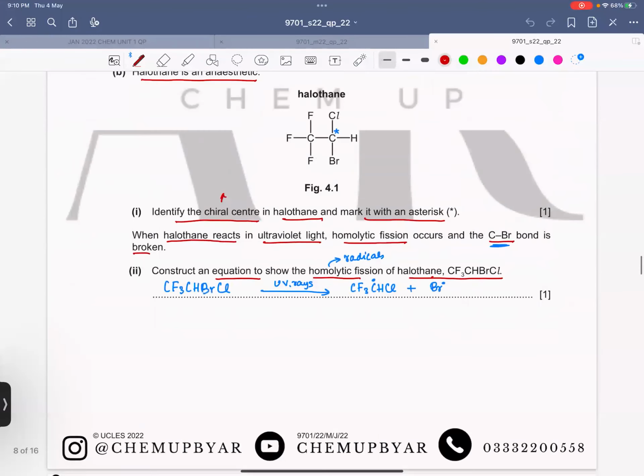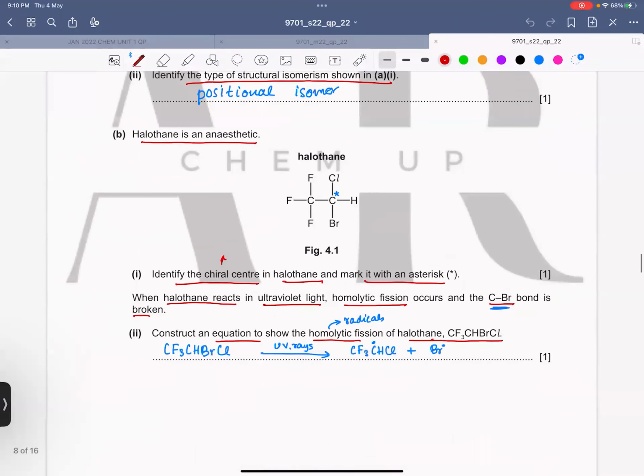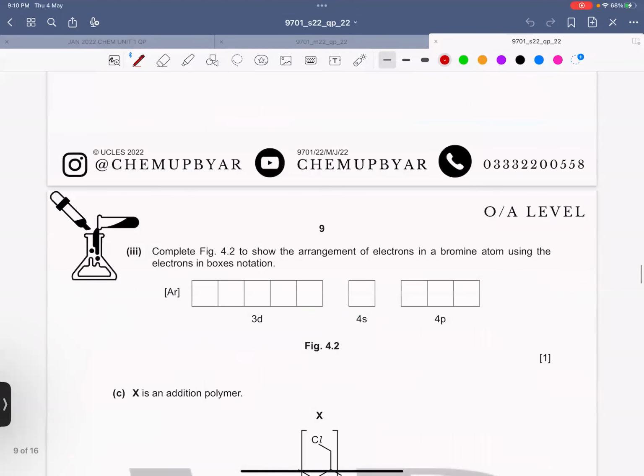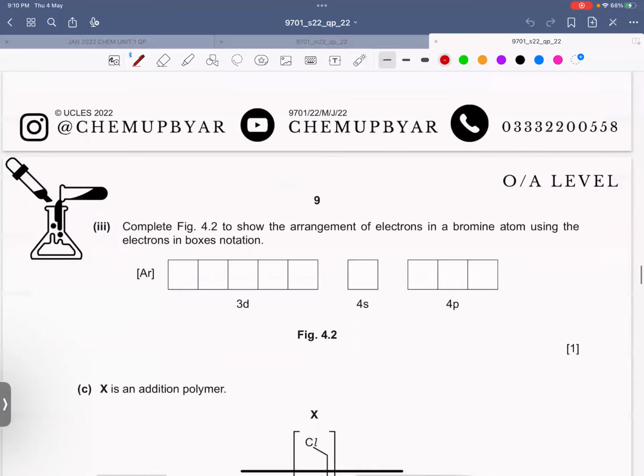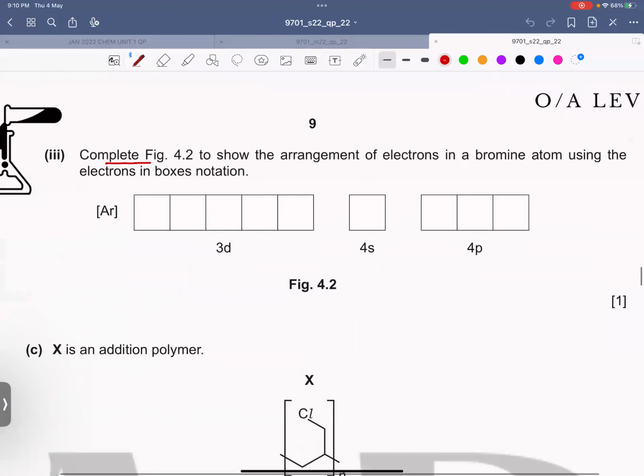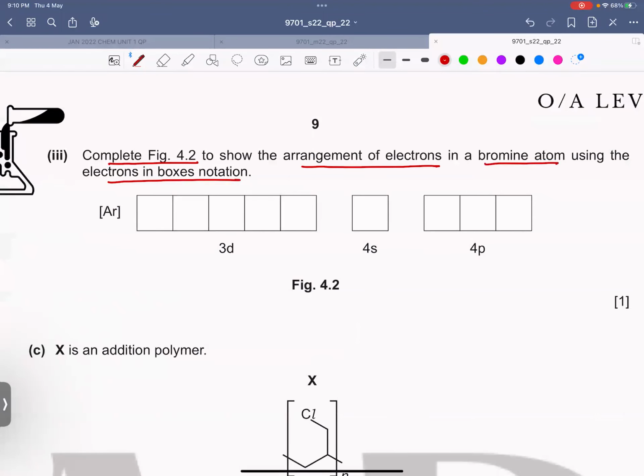So we are done with question number 4B2, and we have to start from question number 4B3, part 3. Okay. So let's start. Complete figure 4.2 to show the arrangement of electrons in bromine atom using the electron boxes notation.